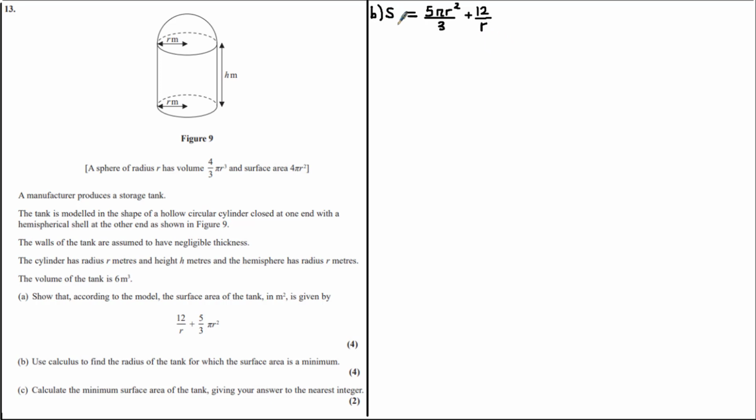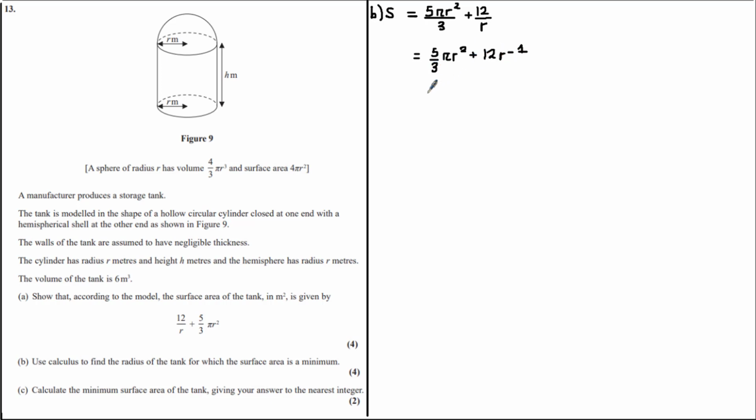Now we can look at S, the surface area, as a function of r, and we know how to use calculus to find the minimum and maximum of a function. What we do is differentiate that function and set it equal to 0. So let's go ahead and do that. First of all, I'm going to rewrite this 12 over r as 12 times r raised to the negative 1, and this will make it easier to differentiate.